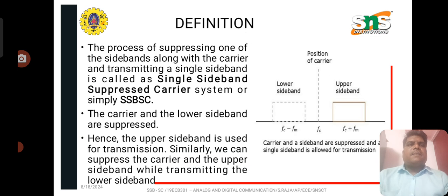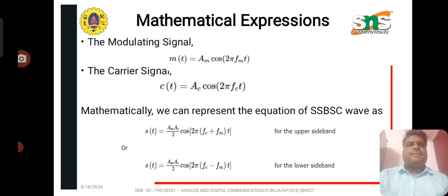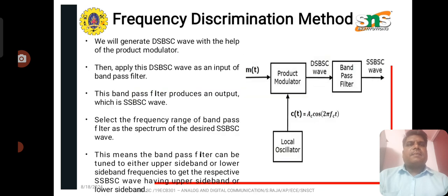The process of suppressing one of the sidebands along with the carrier and transmitting a single sideband is called single sideband suppressed carrier. The carrier and the lower sideband are suppressed, that is, the carrier is suppressed and the lower sideband is also suppressed. I am transmitting only the upper sideband. Hence, the upper sideband is used for transmission. Similarly, we can suppress the carrier and the upper sideband while transmitting the lower sideband. This is the mathematical expression.